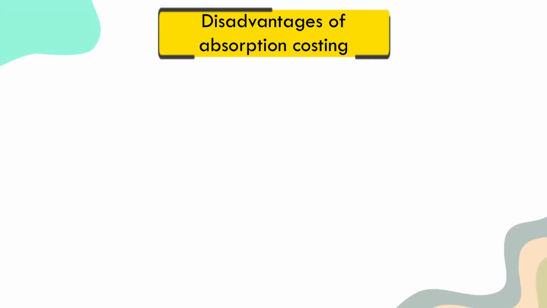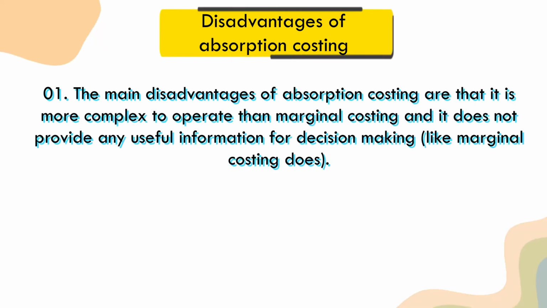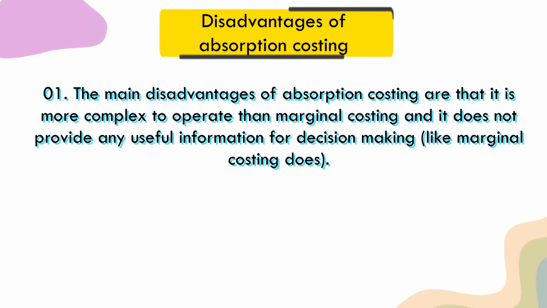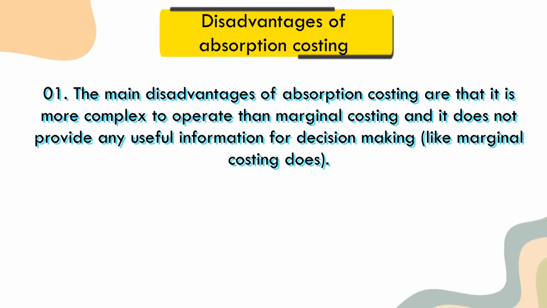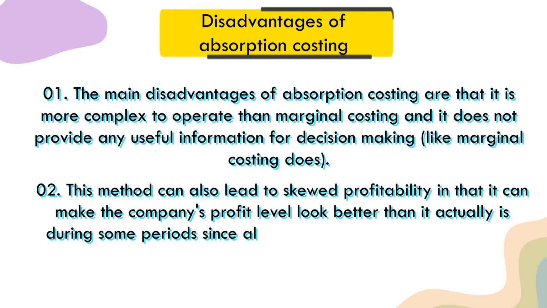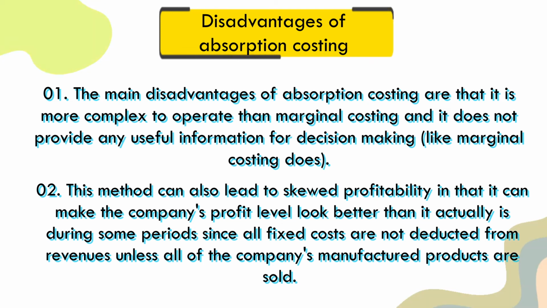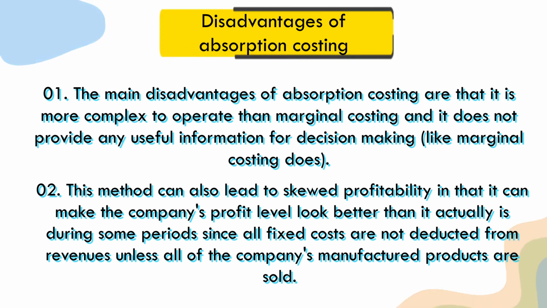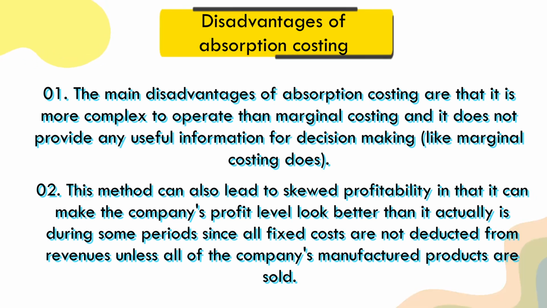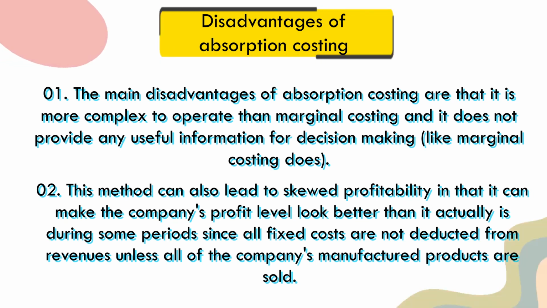Disadvantages of absorption costing. The main disadvantage of absorption costing is the fact that it is complex to operate unlike marginal costing. In addition to this, it also does not provide useful information for decision making. Secondly, this method can lead to skewed profitability in that it can make the company's profit look better than it actually is during some periods. And this is because all fixed costs are not deducted from revenues unless all the company's manufactured products are sold.